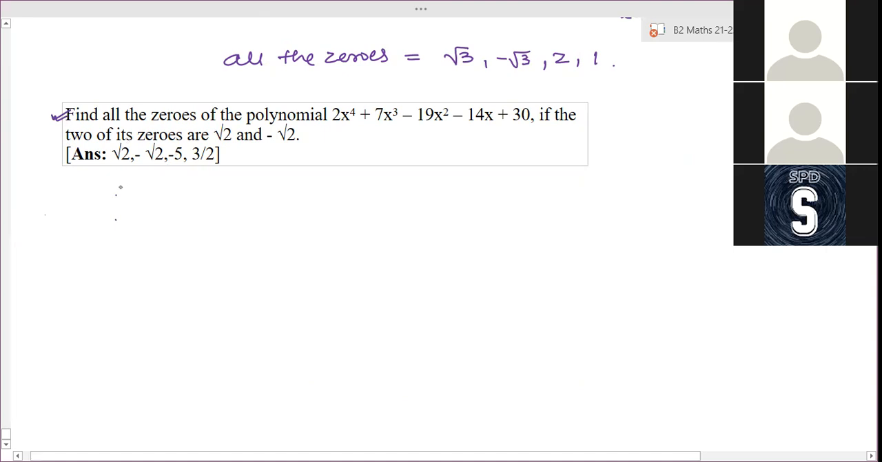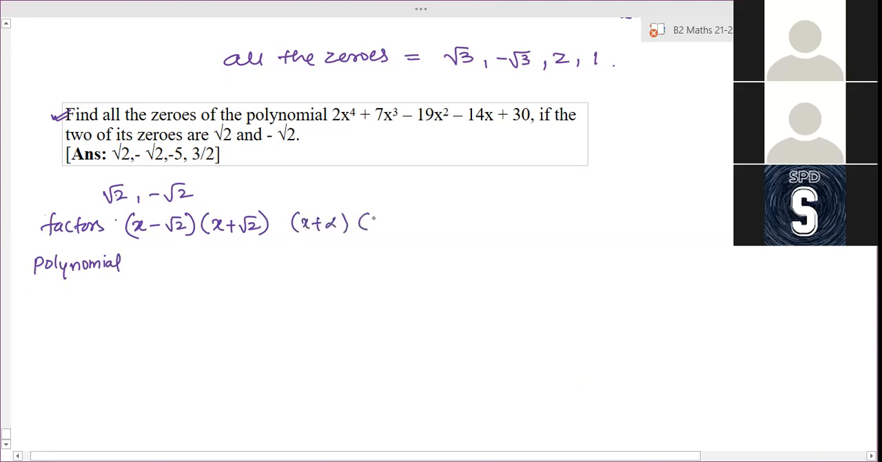Yes, ma'am. The given zeros of the polynomial are root 2 and minus root 2. Therefore, the factors of the polynomial are x minus root 2, x plus root 2, and then x plus alpha and x plus beta. If we multiply x minus root 2 and x plus root 2, we get x square minus 2, into x plus alpha into x plus beta, which gives us the polynomial 2x to the power 4 plus 7x cubed minus 19x square minus 14x plus 30.